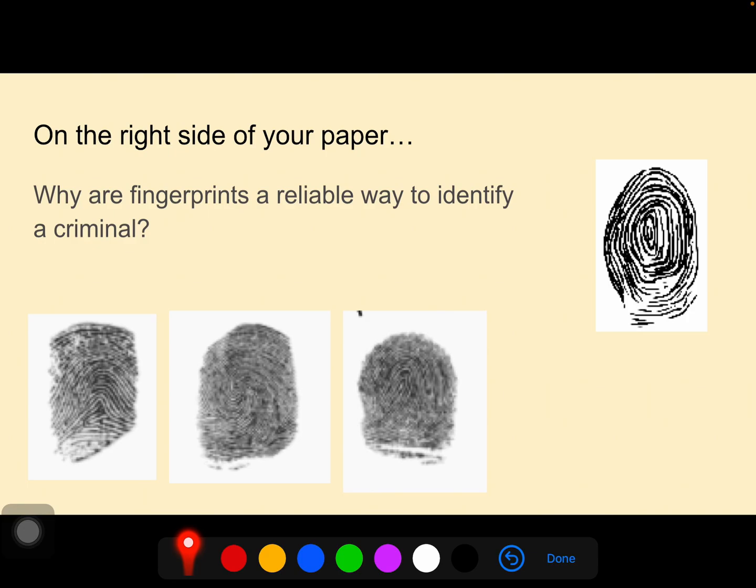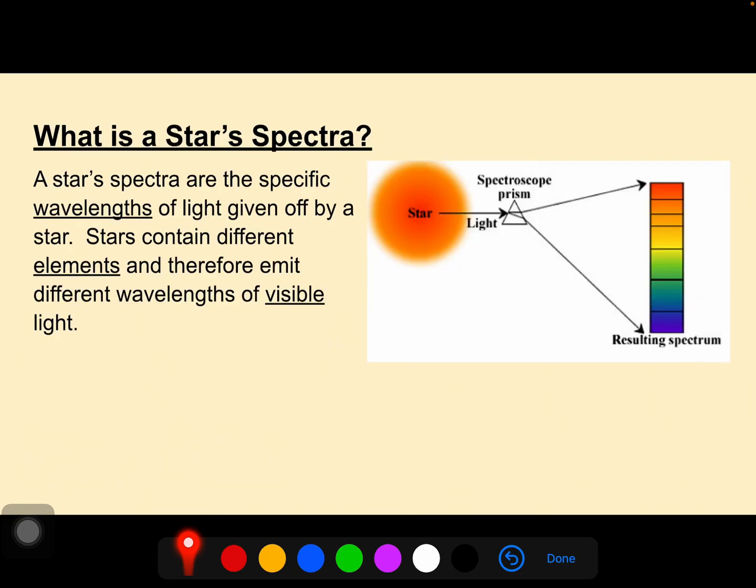Well, we know fingerprints for every single person are individual, right? They're unique. No two people have the same fingerprint. So you can use your fingerprint to scan into your phone. No one else can do that because every single one is different and they never change, right? So it's a great way to identify a person, okay? Elements do the same thing, or stars.